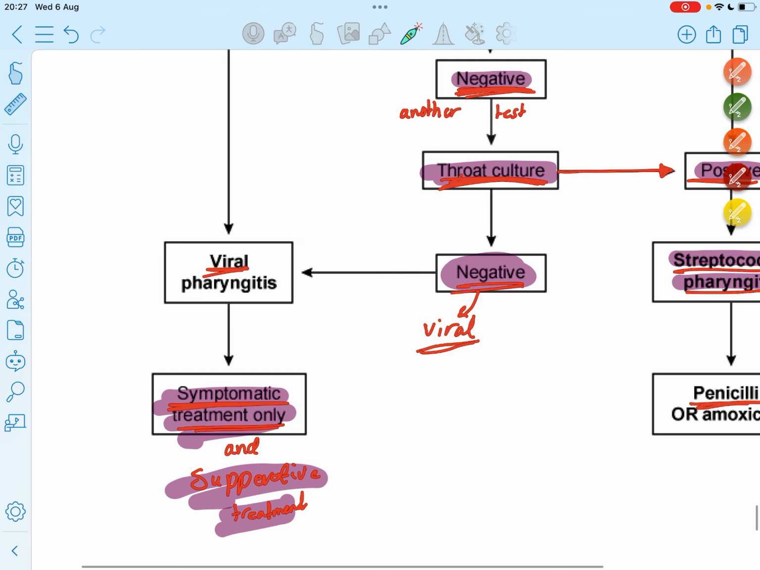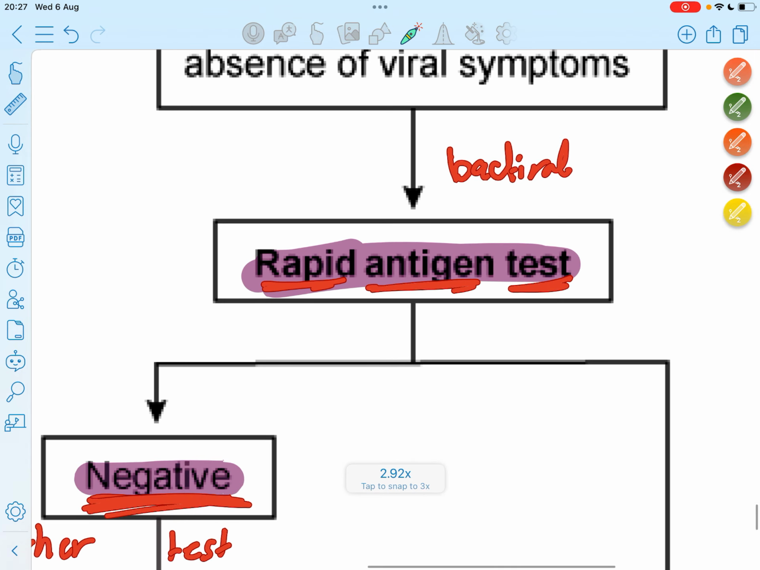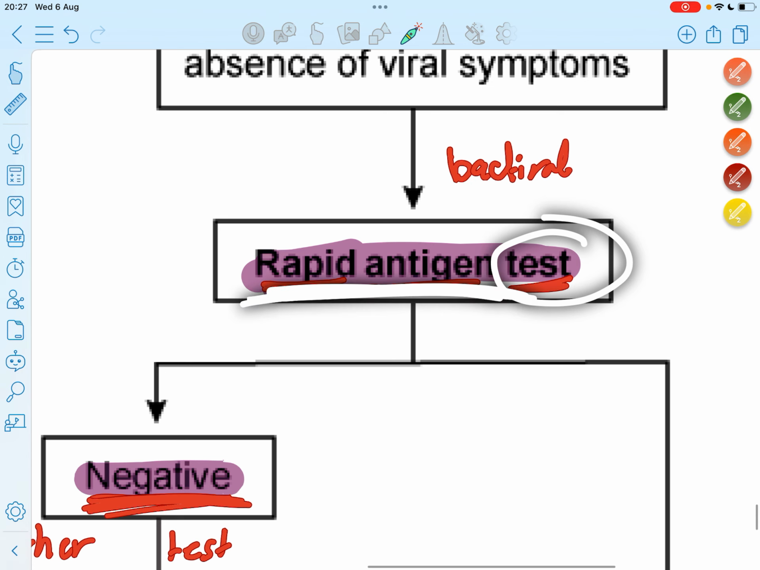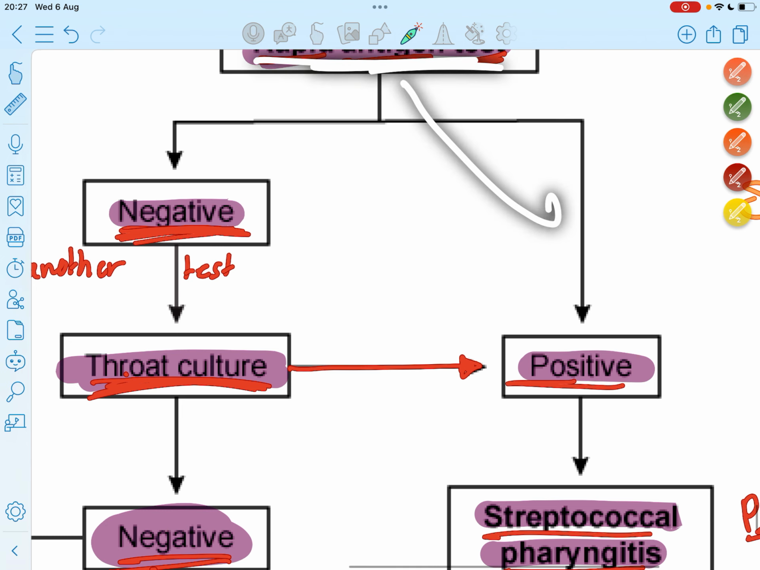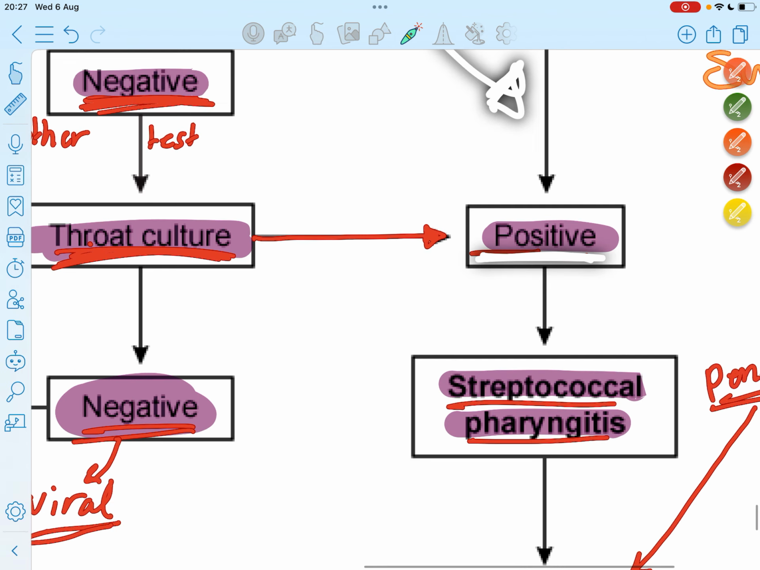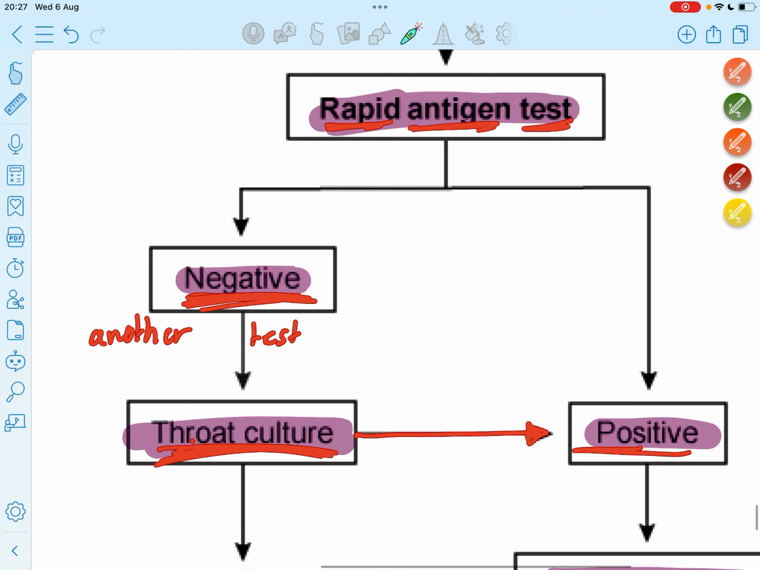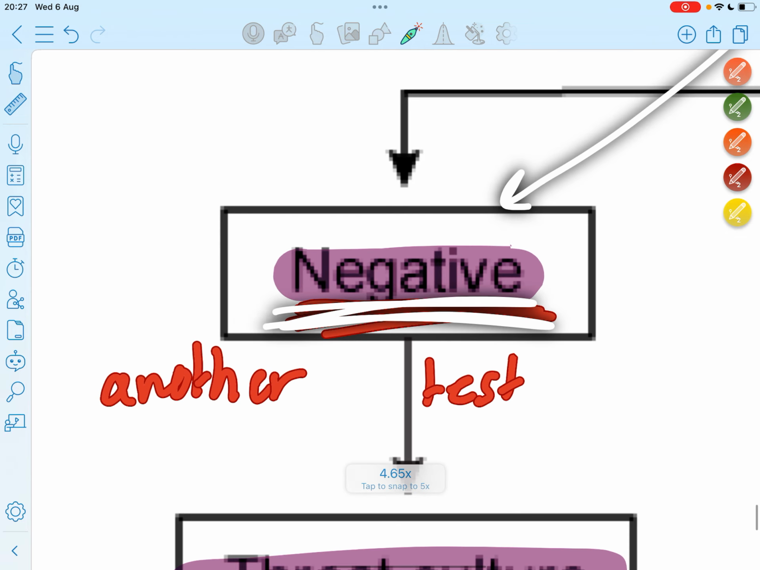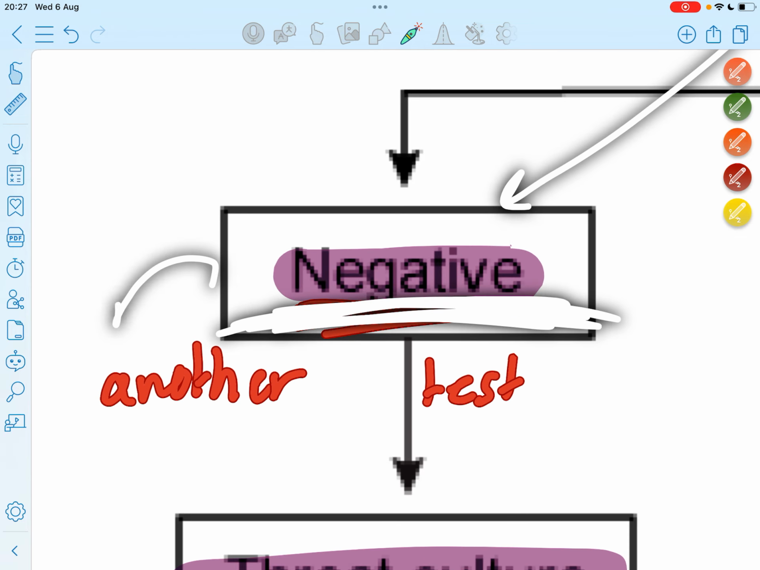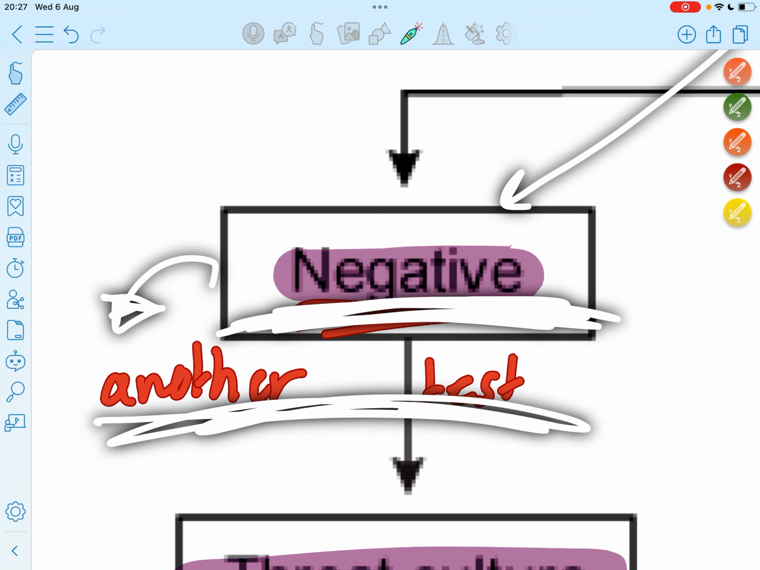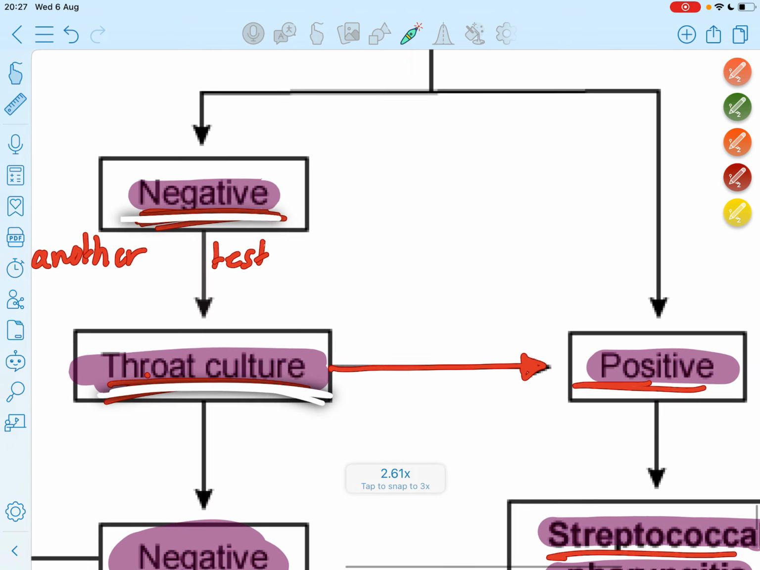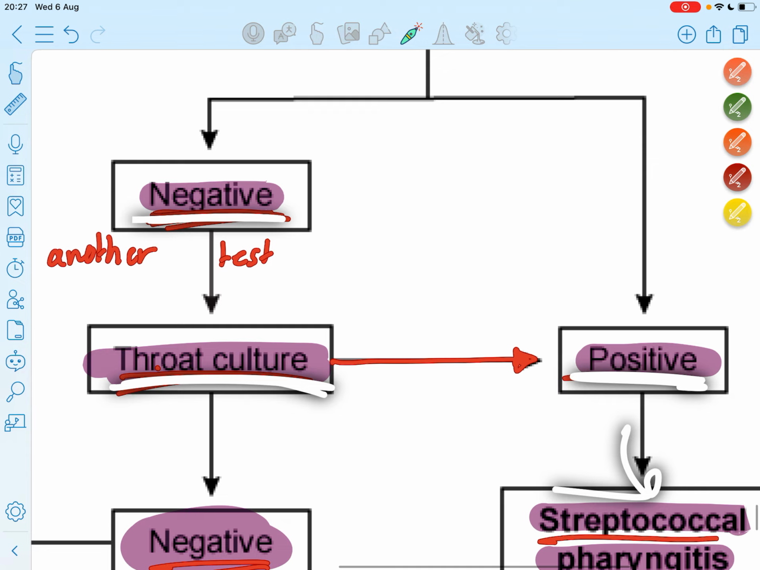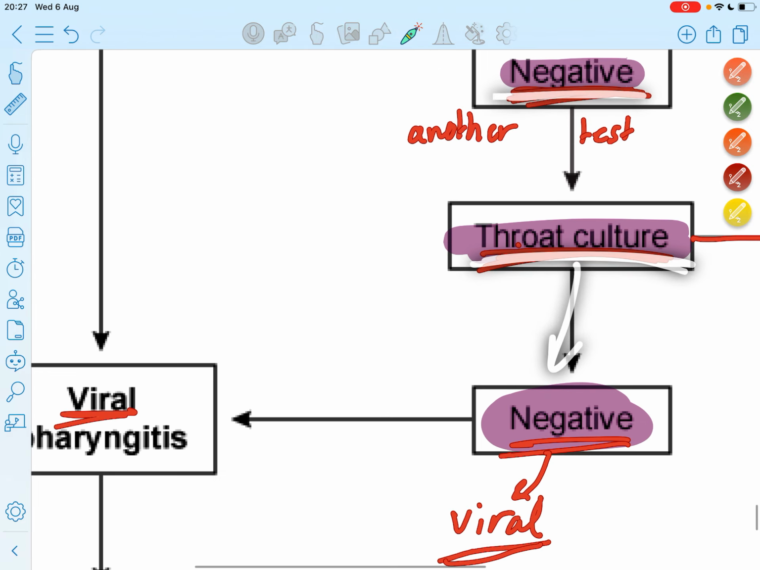Let's repeat it. How do we know? By a test called the rapid antigen test. If it's positive, it's streptococcal and we give him penicillin. But if it's negative, we should do another test before we confirm whether it's a virus or not. It's called throat culture. If it's positive, it's bacterial. If it's not, it's definitely a virus.